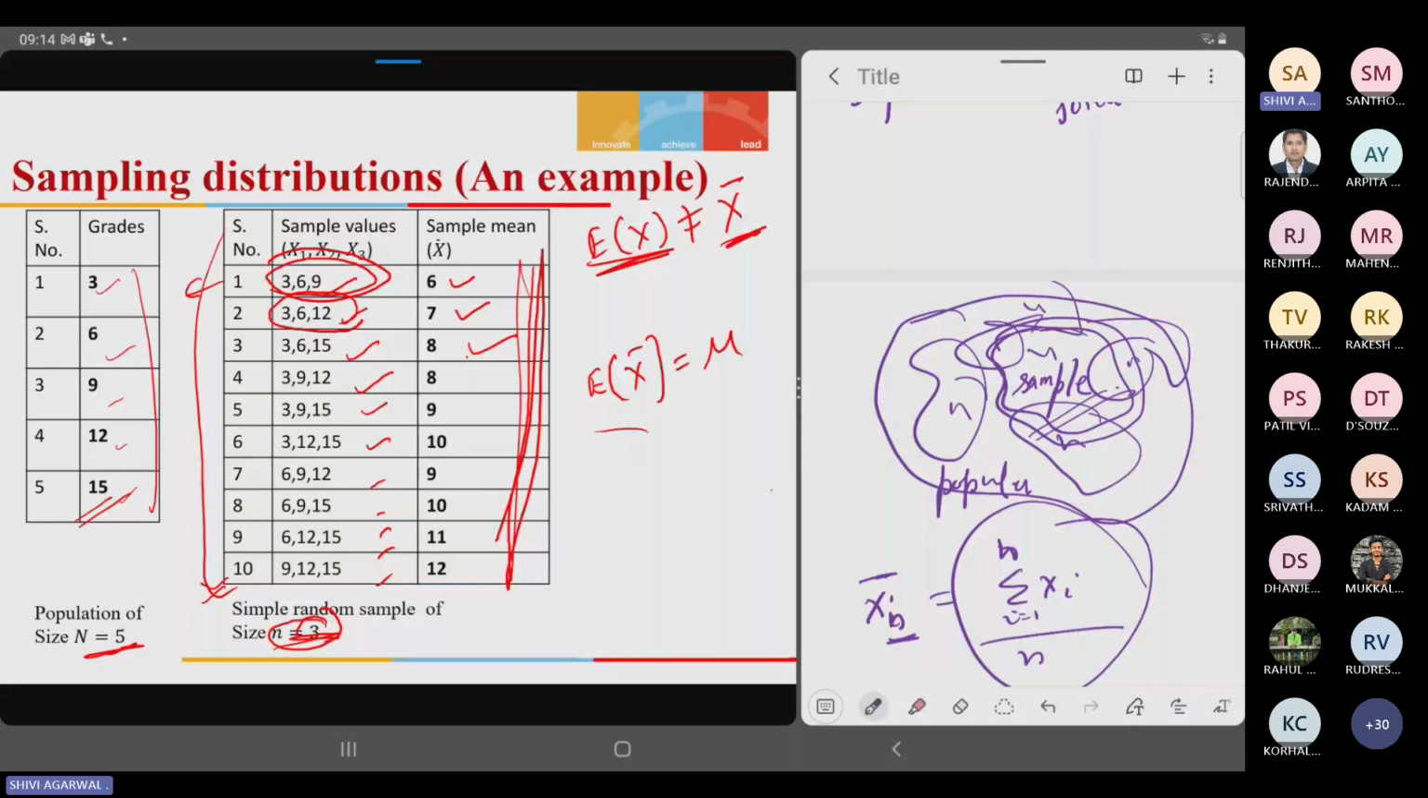And variance of x bar is equal to 3. Yes, this is the sampling distribution. So population mean is equal to 9 here, and population variance is equal to 18. So expected value of x bar is equal to mu, and variance of x bar is equal to sigma square by n. And this term is coming because it's a finite population. Got it?